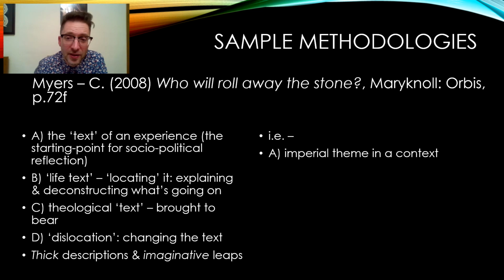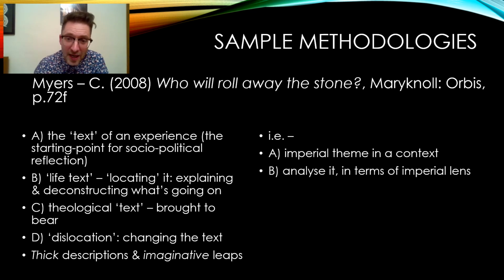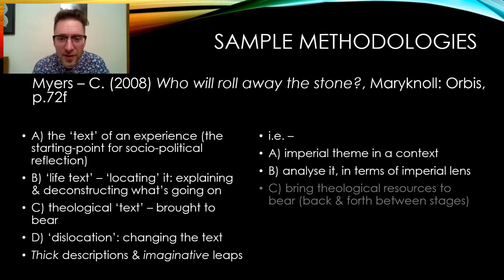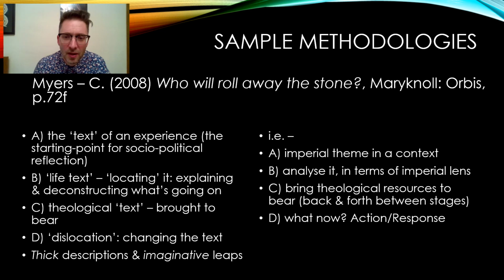So if we would put that in the terms of the three things I identified on the previous slide, A would be the imperial theme in a context. What's the issue going on here? B would be analysing it in terms of the imperial lens, broadening out to see how it's part of a bigger matrix of issues. C would be bringing theological resources to bear, back and forth between the stages. And D would be asking, what now? What's the action? What's the ethical response to this issue?